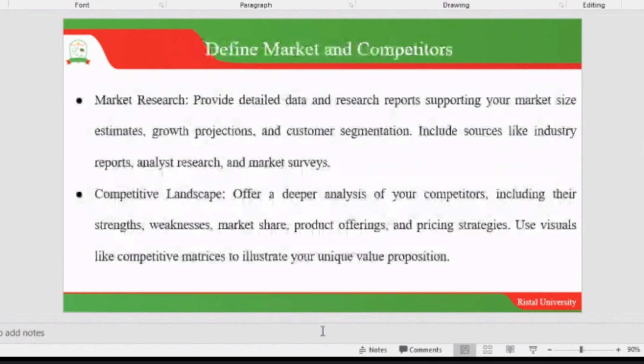Then it is equally important to define the market and the competitors. So you need to do thorough market research. You provide detailed data and research reports supporting your market size estimates. The people you are focusing on, the people that are going to be your potential customers. Okay, so if you have that data, it really shows that you already know the people that you are going to target, but also show the growth projections.